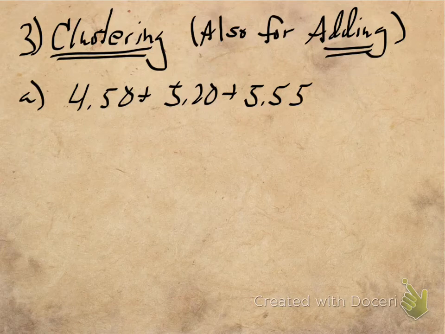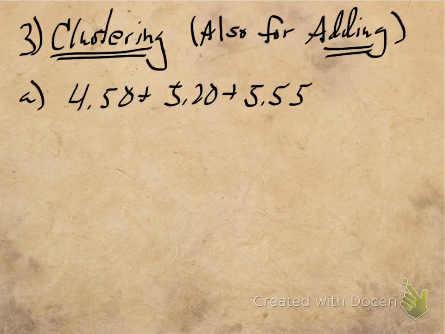So look at this example I've already written out. 4.50, and I'm sorry these are a little hard to read, plus 5.20 plus 5.55. Alright, they're not super close, but they're all pretty close to what easy number? If I want to go really easy, I'd say they're all pretty close to 5. 4.5 is a little less, 5.5 is a little more, 5.2 is pretty close. So here's how clustering works.